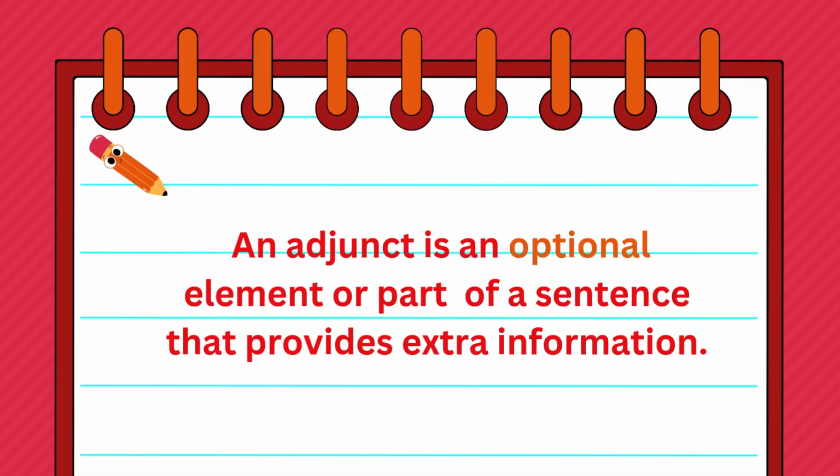An adjunct is an optional element or part of a sentence that provides extra information. So it's called optional because the sentence can stand on its own even without that extra information. The sentence is still grammatically correct without this extra. That's why you have the optional. But notwithstanding, this extra information is also important. It plays a very important role in the sentence. Let's see further.